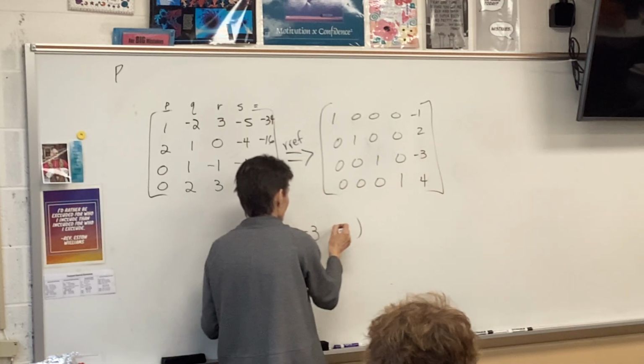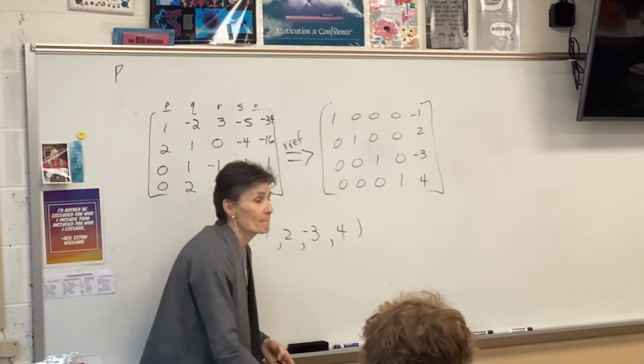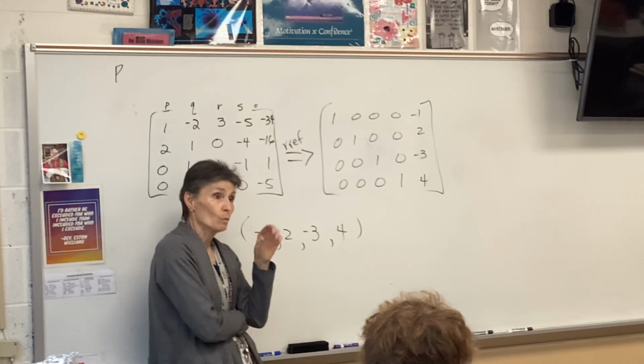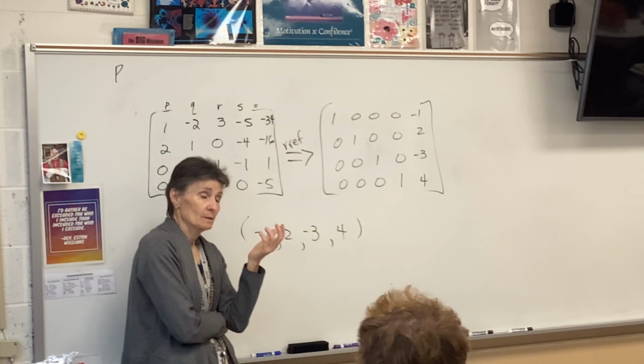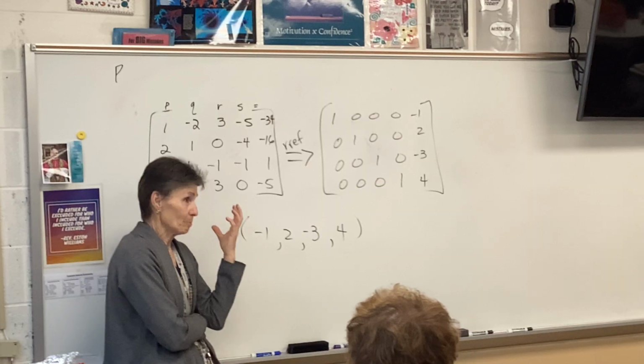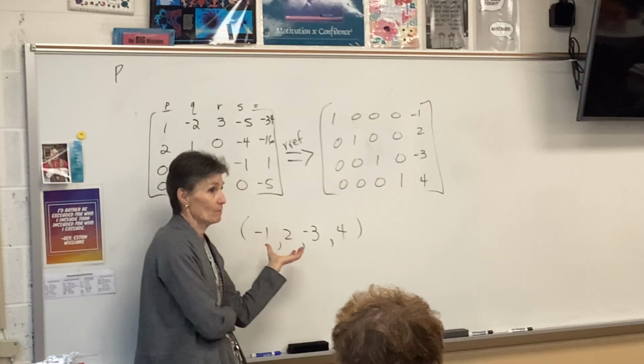1, 2, -3, and 4. How's that look to everybody? That's what I got. Now, that one was rigged. Obviously, I planned that. If I didn't plan, then my answers could come out being very messy, right?